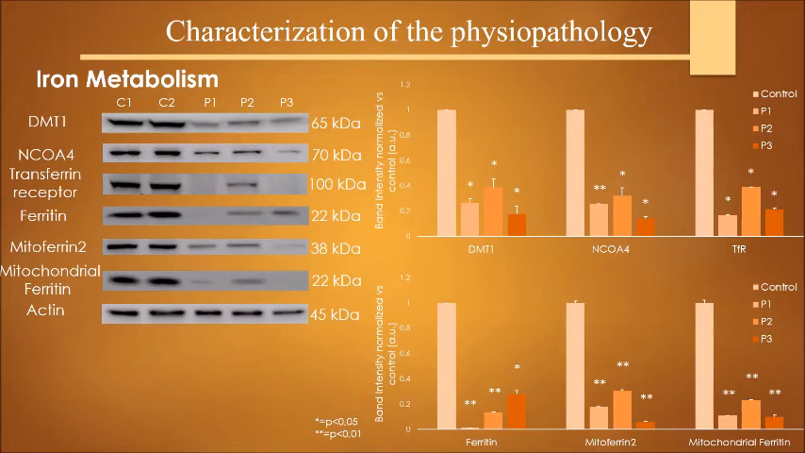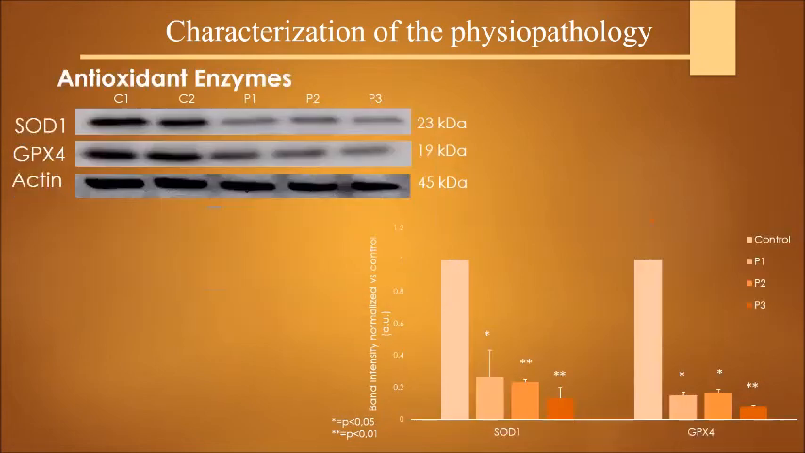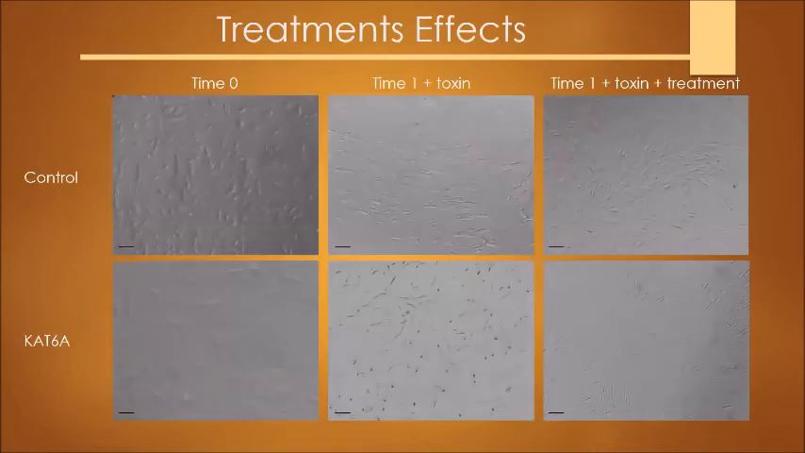Now, the theoretical dysfunction in iron and coenzyme A metabolism could produce reactive oxygen species. These, with their free radicals, could produce cell mutations. For this reason, we also looked at the antioxidant enzymes, in this case SOD1 and GPX4. And as we can see in the Western blot and in the bar graph, there also is a decrease in both of them.